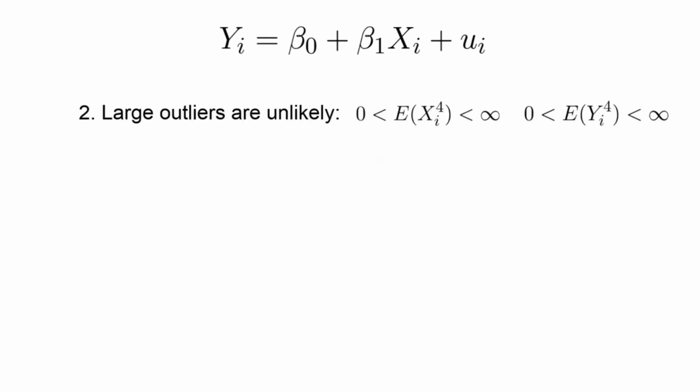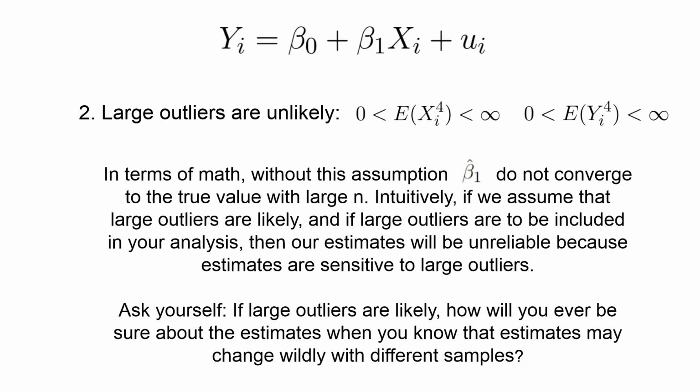Our next assumption says that large outliers are unlikely. So then what happens if we do have large outliers? In terms of math, without this assumption, beta 1 hat does not converge to the true value with large N. Intuitively, if we assume that large outliers are likely, and if large outliers are to be included in your analysis, then our estimates will be unreliable because estimates are sensitive to large outliers. Another way to think about this is to ask yourself, if large outliers are likely, how will you ever be sure about the estimates when you know that estimates may change wildly with different samples?